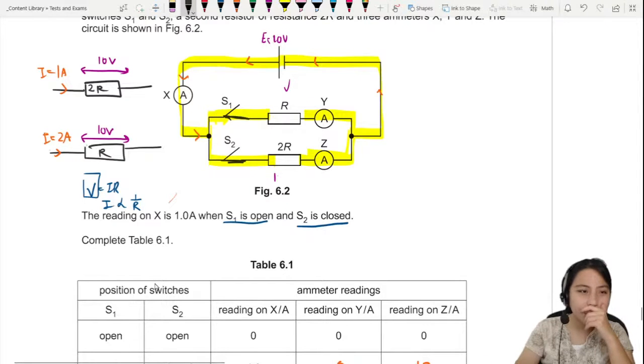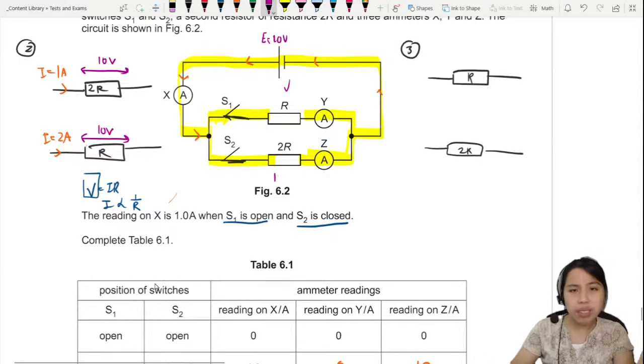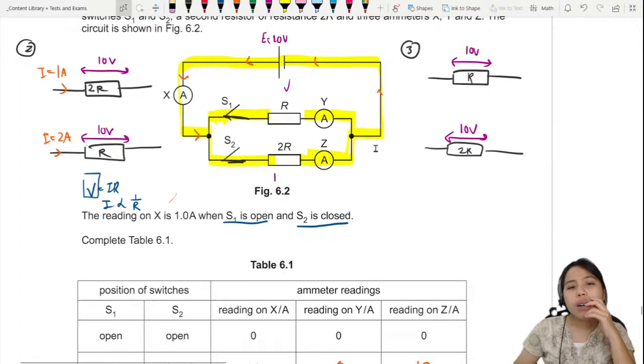Moment of thinking. Okay, this is just now that's number 2. Okay, this is number 3. Let's do the same thing again. So resistor R and resistor 2R, they still have the same 10 volts flowing through them. They both have the same 10 volts flowing through them. So, wait. See, 10 volts for R, 10 volts for R. So it should be 2 amps, sorry. When you have 10 volts, you have 2 amps.